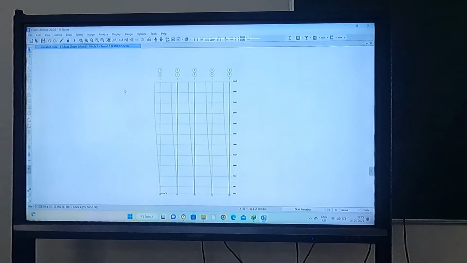So this can be done by checking the period of the building using the formula which is given in the IS code. There are I think 3 or 4 formulas given in the IS code for determining the period of the building, right?